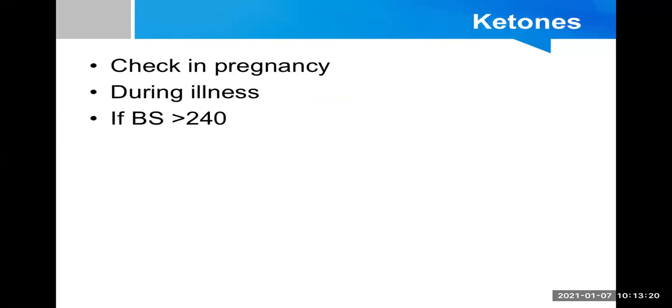Now, some important points regarding the ketones. We should check them during pregnancy, especially gestational diabetes, or even more important in case of chronic diabetics who have superimposed gestational diabetes as well. During illness, and if blood sugar level is more than 240, ketone bodies should be examined, especially in type 1 diabetes. Now, pregnancy and different intercurrent illnesses, okay, are the precipitating factors for the synthesis of ketone bodies.